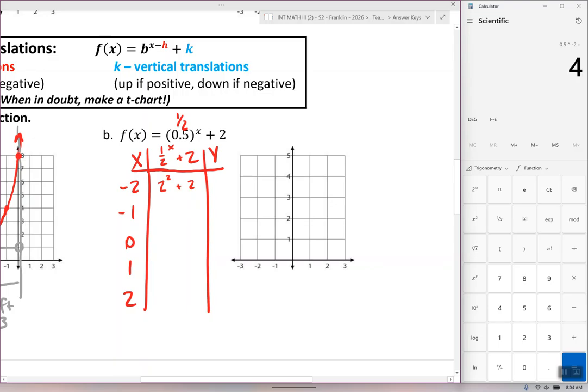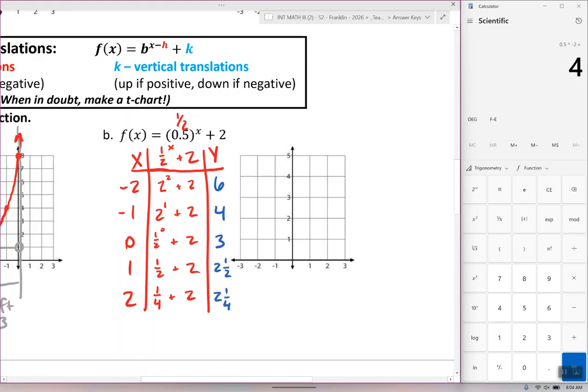I'll just fill out this middle column first. Negative 1 does the same thing, flips it to 2 over 1, or 2 to the first power, plus 2. 0, we get 1/2 to the 0 plus 2. For 1, that's just 1/2 plus 2. And 2 gives us 1/4. 1/2 squared is 1/4 plus 2. All right, so 2 times 2 is 4, plus 2 is 6. 2 plus 2 is 4. We've got 1 plus 2 is 3. 1/2 plus 2 is 2.5. 1/4 plus 2 is 2 1/4.